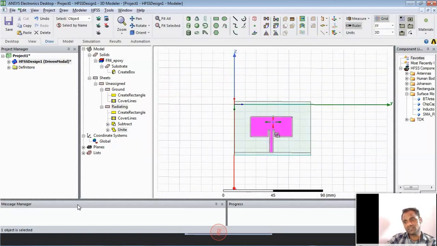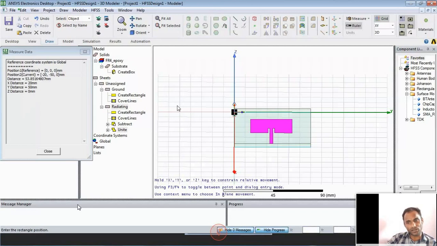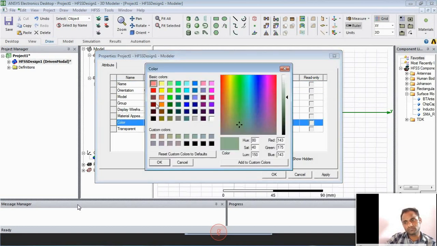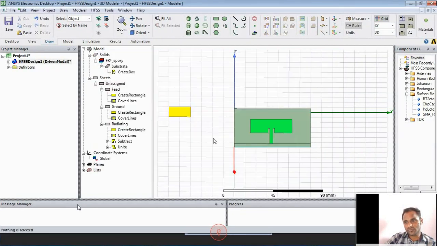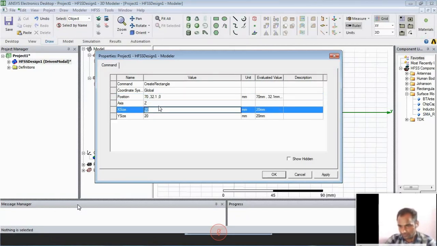Then again I move on to a feed line structure. Sorry, I'll give an edge feed. So again you go for a rectangle, draw one rectangle here, then convert that rectangle into a feed. Based on the calculation, we got an axis position: 70, 32.1, 0. And then here I have to change my axis into X.